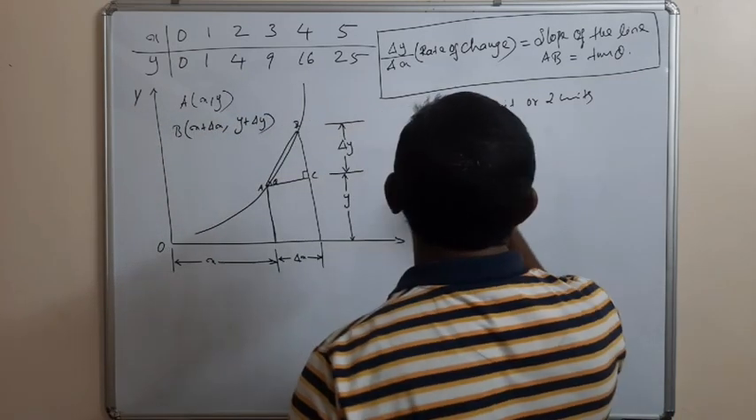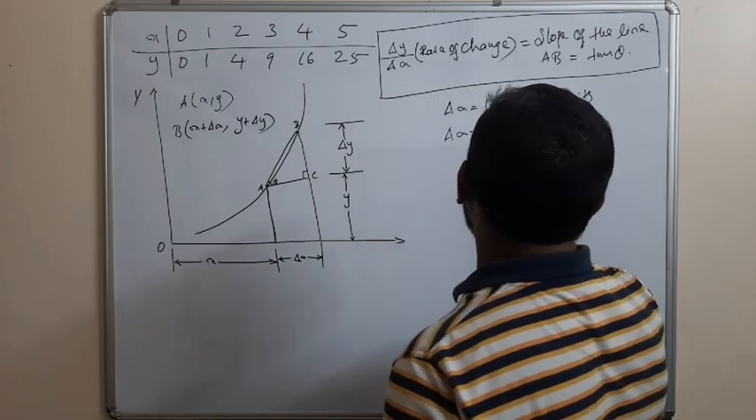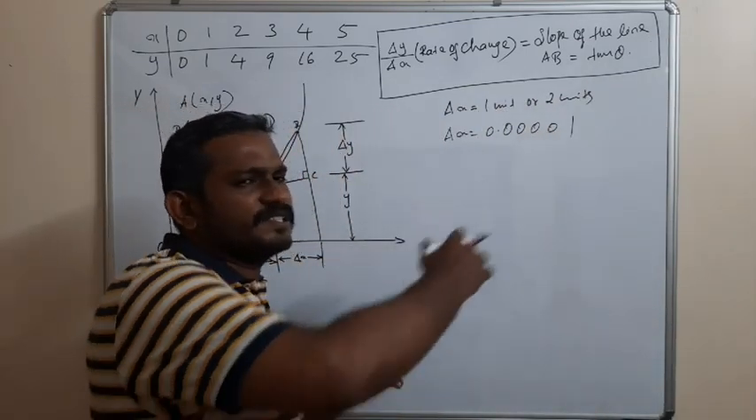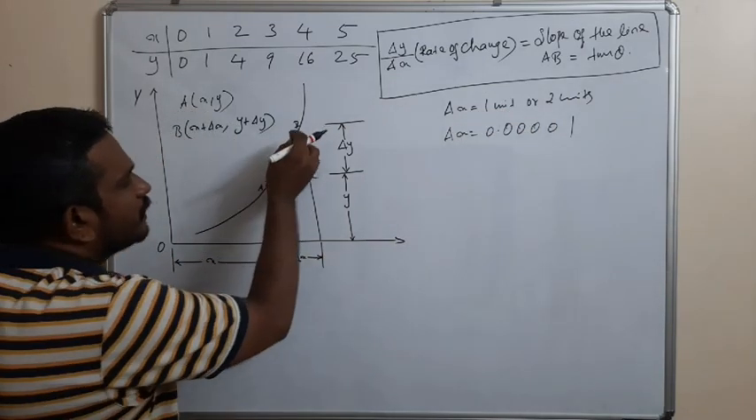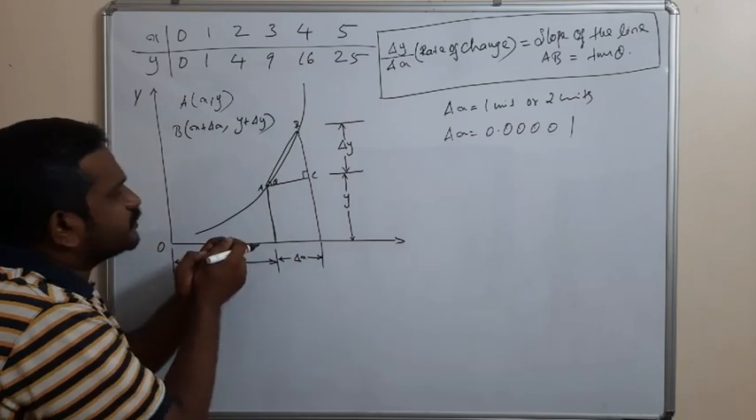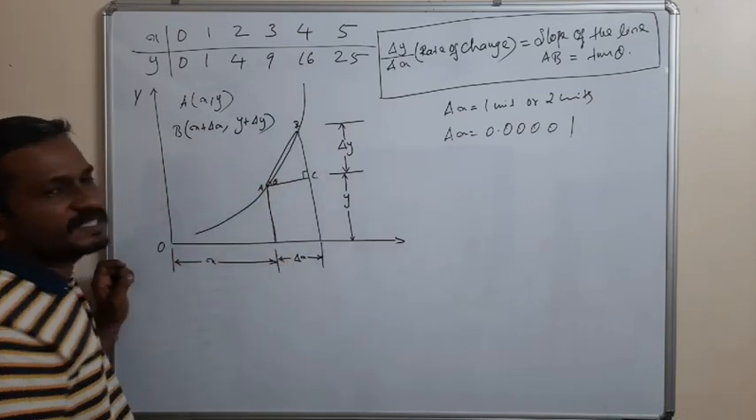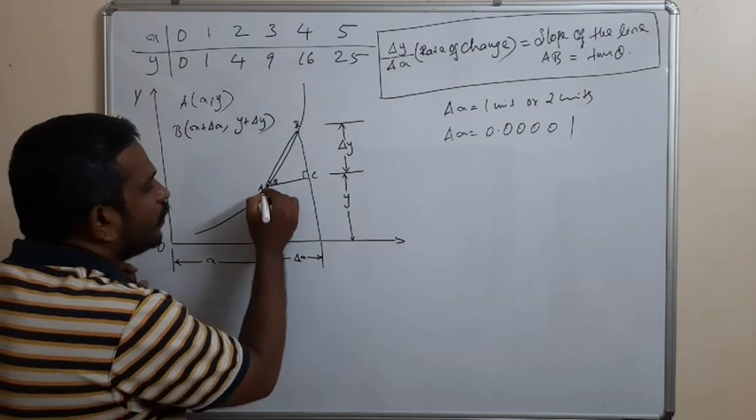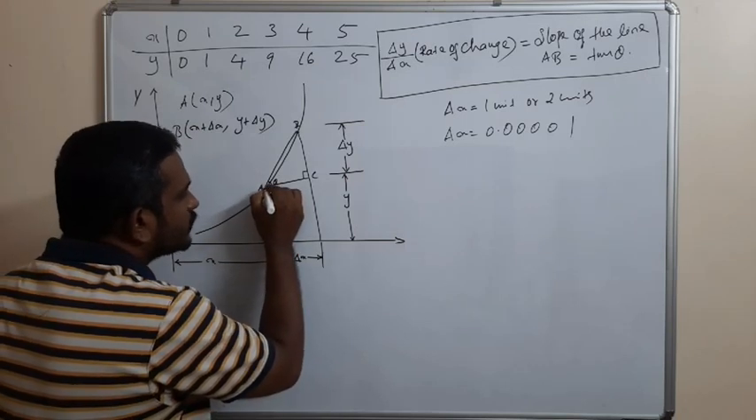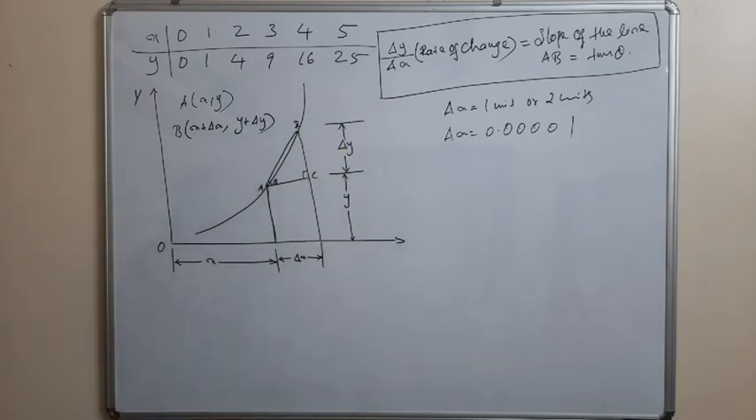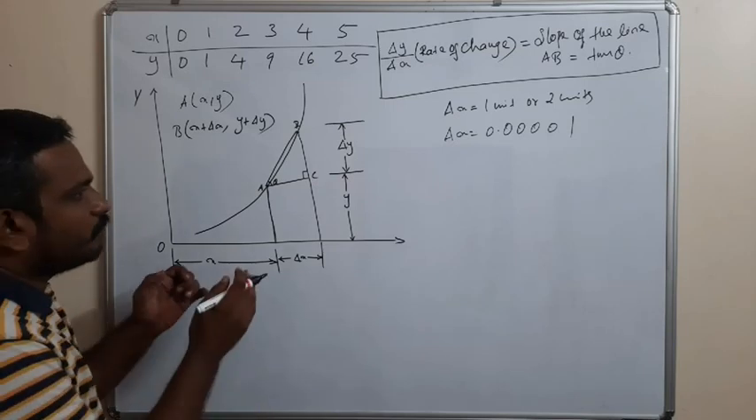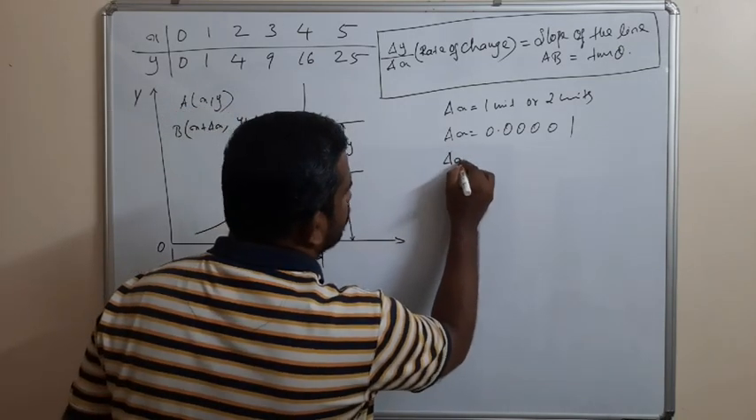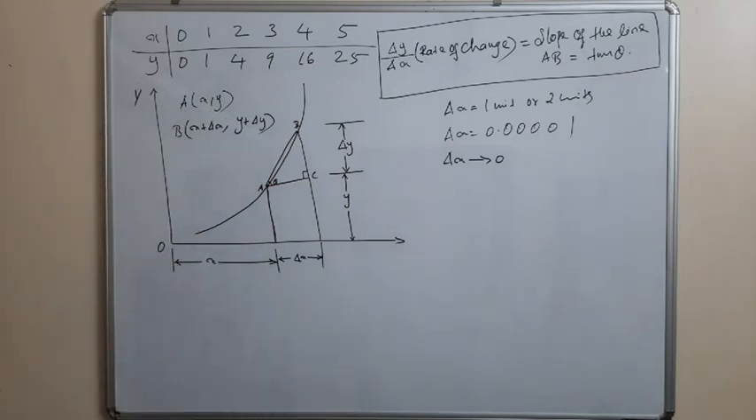Suppose the delta x value is some 0.0001, not equal to 0. The point B approaches A, and finally the point B coincides with A. Now there is no more line AB. There is a line which passes through the point A alone. When you consider such a very close interval, we can say delta x tends to 0.